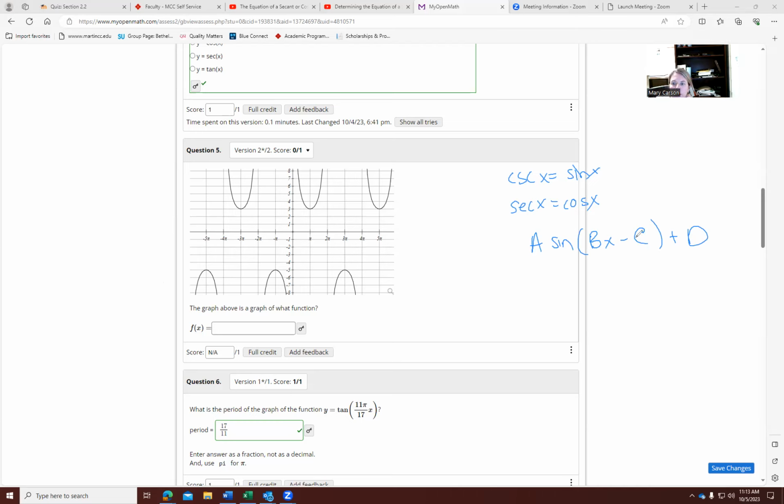Well, actually, I've got this backwards. This is D. This is C. C is the vertical up and down shift. So if it's plus C, that would be moving it up. If it's minus C, that would be moving it down. This is your horizontal.